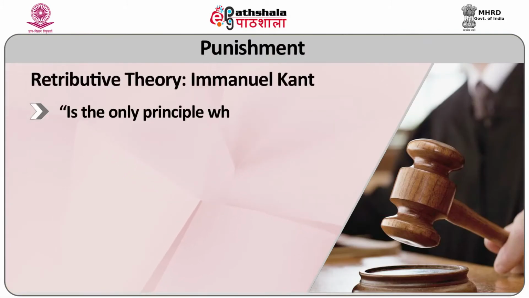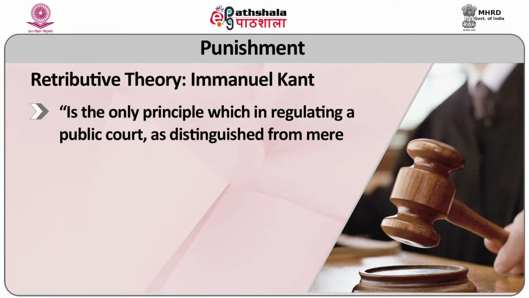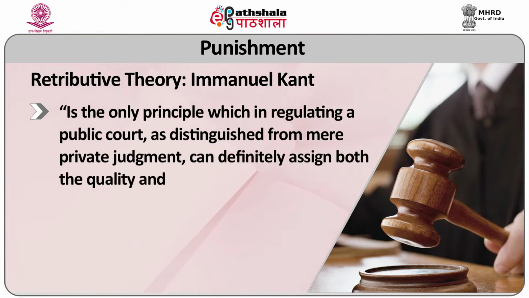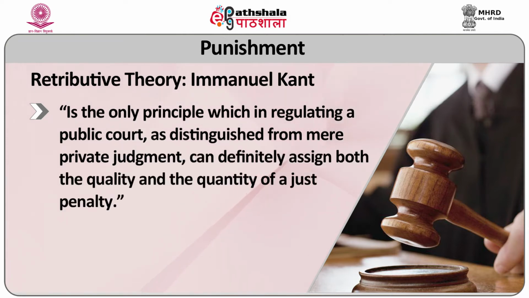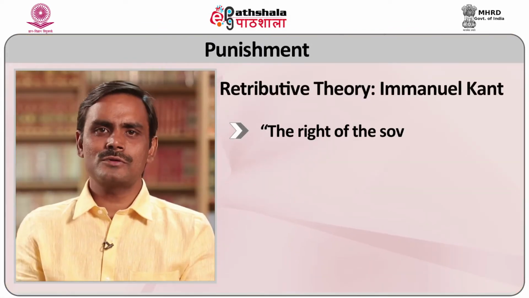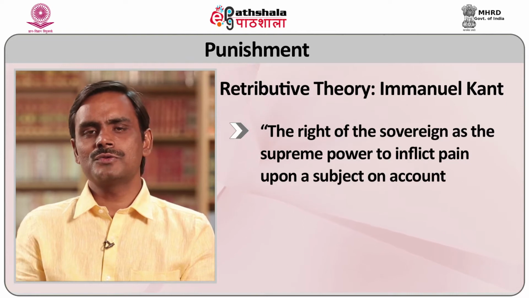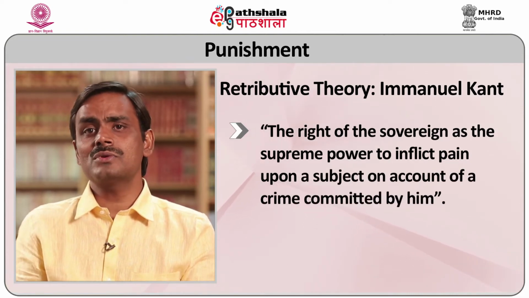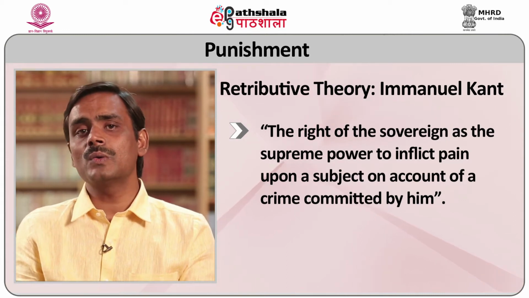According to Kant, "lex talionis is the only principle which, in regulating a public court as distinguished from mere private judgment, can definitely assign both the quality and the quantity of a just penalty." Now, we will see in detail what Immanuel Kant talks about punishment and retribution. Kant described the right to impose criminal punishment as "the right of the sovereign, as the supreme power, to inflict pain upon a subject on account of a crime committed by him."